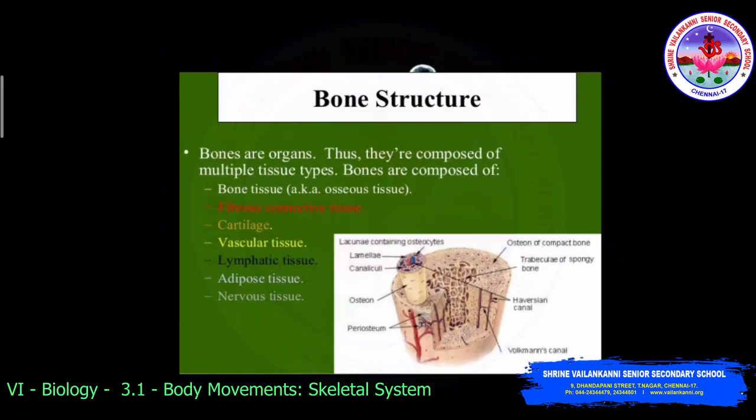So next we move on to study bone structure. Bones are organs. Thus they are composed of multiple tissue types. Bones are composed of bone tissue, fibrous connective tissue, cartilage, vascular tissue, lymphatic tissue, adipose tissue, and nervous tissue. I repeat this point: bones are composed of many types. So these are the multiple types of tissues which the bone comprises.